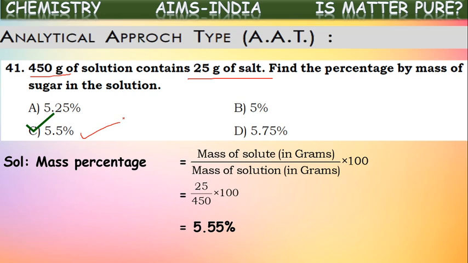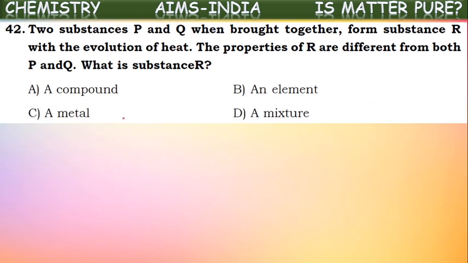Okay. One more problem. Let us see. Two substances P and Q are brought together to form substance R with the evolution of heat. The properties of R are different from both P and Q. What is this substance R? Some instructions they have given. What is happening here in the reaction? And they're asking to find out what the product formed is.